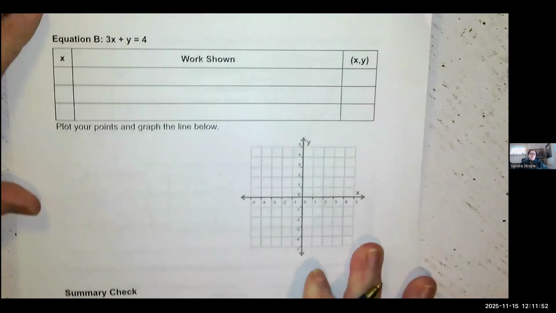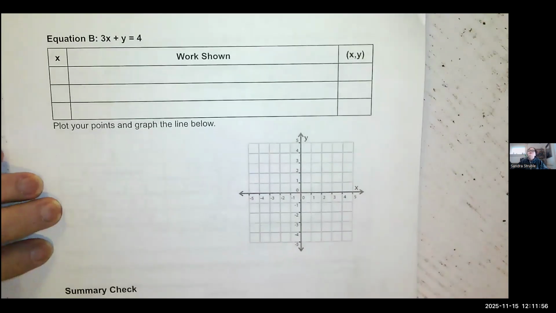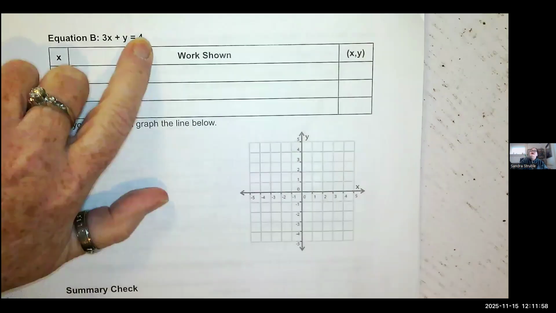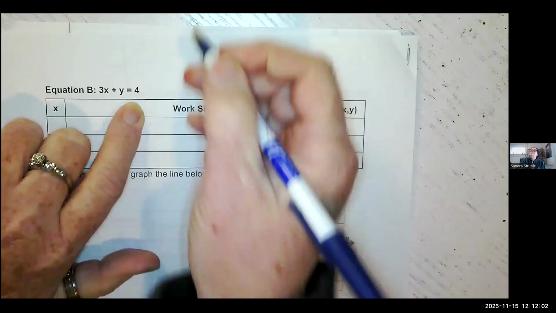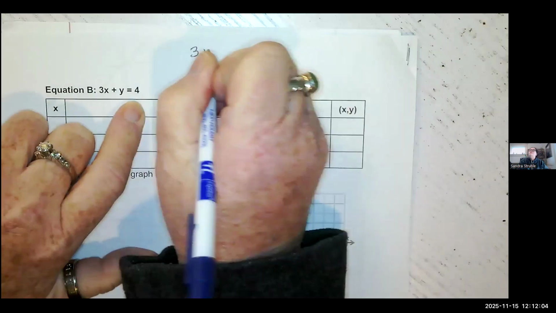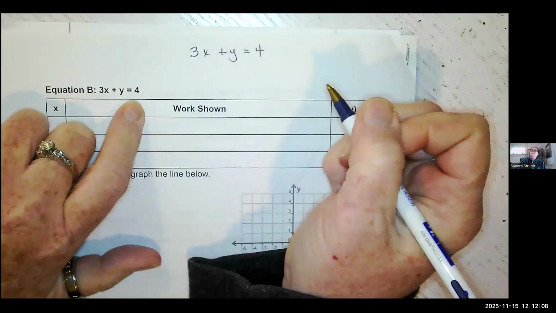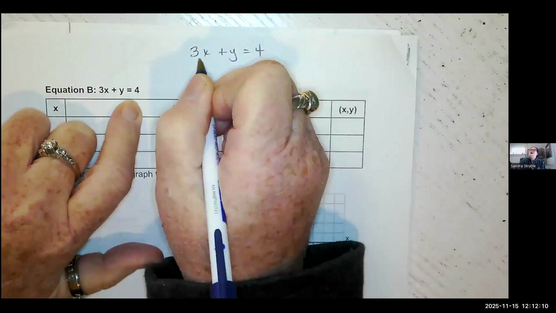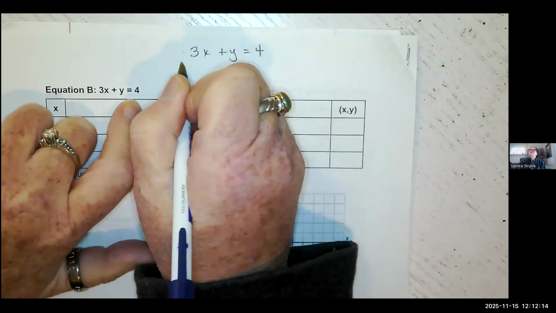All right, the next one, we do not have it solved for y. So we've got 3x plus y is equal to 4. I need to solve for y, so I'm going to come up here and rewrite this. And I want to solve for y. So who's attached to y and how? 3x is attached and it's positive, so we need to subtract 3x from both sides.